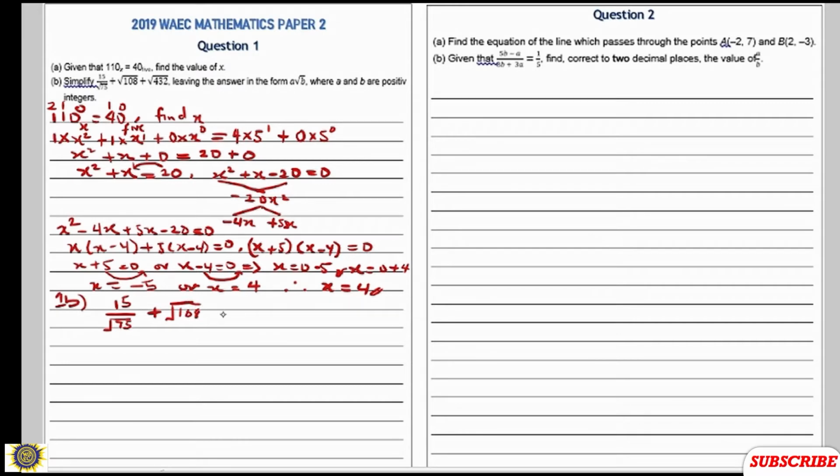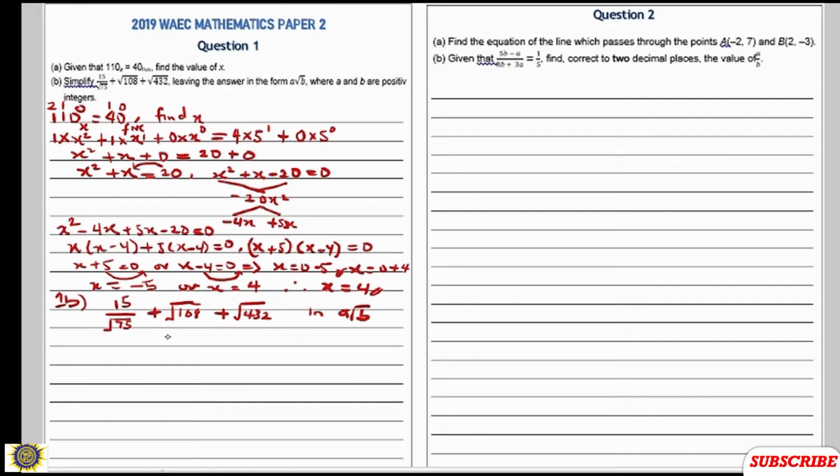We are to simplify 15 over root 75 plus root 108 plus 4 root 432, leaving our answer in the form A root B, where A and B are positive integers. So this is how our answer will look.